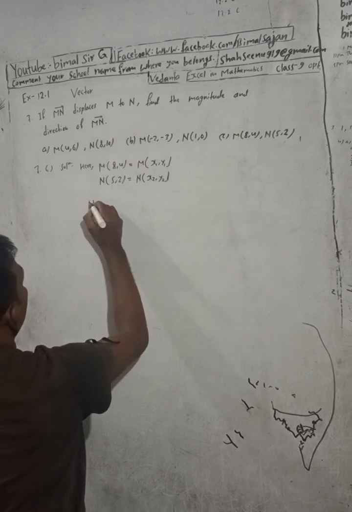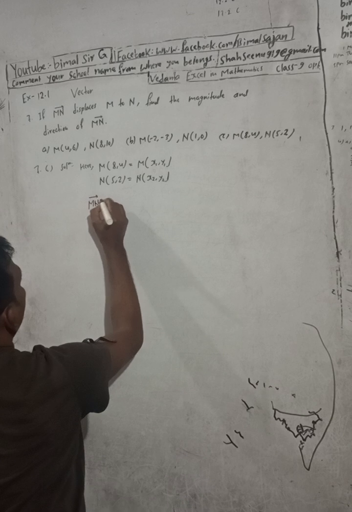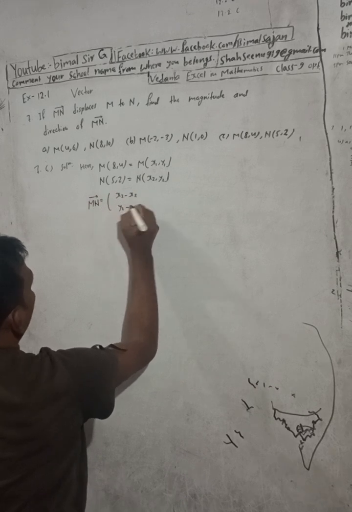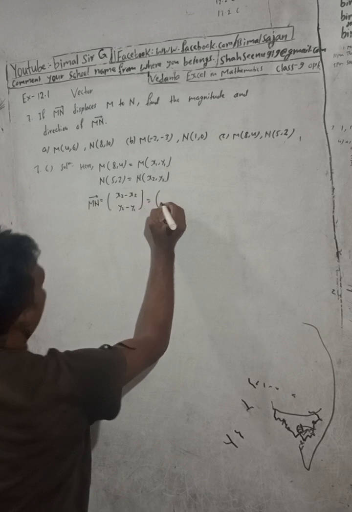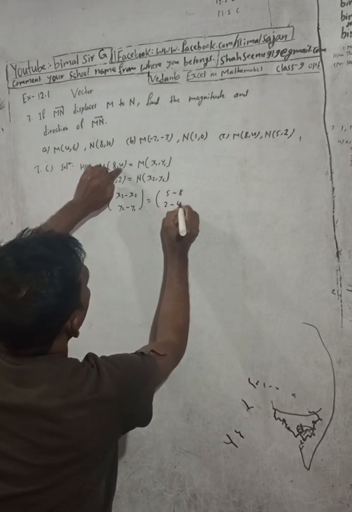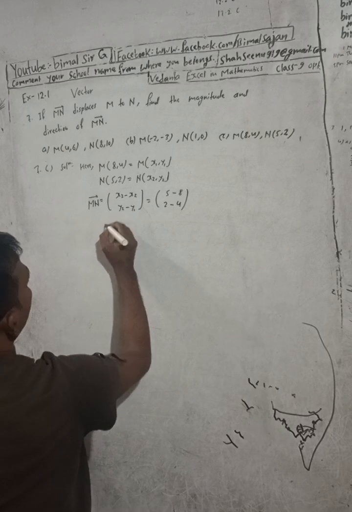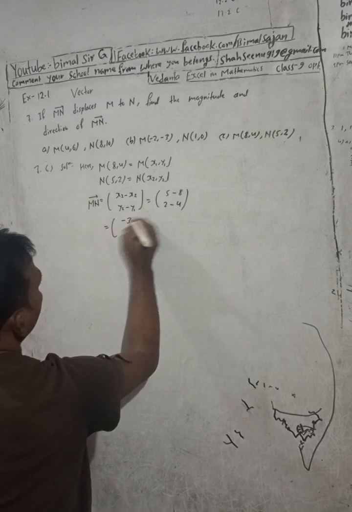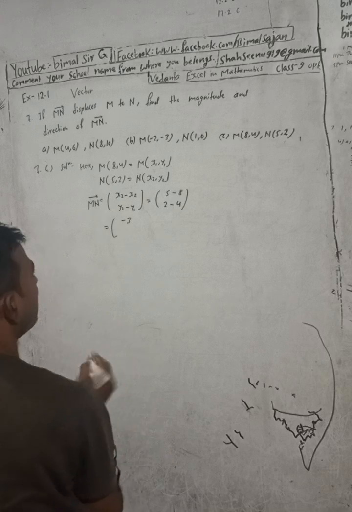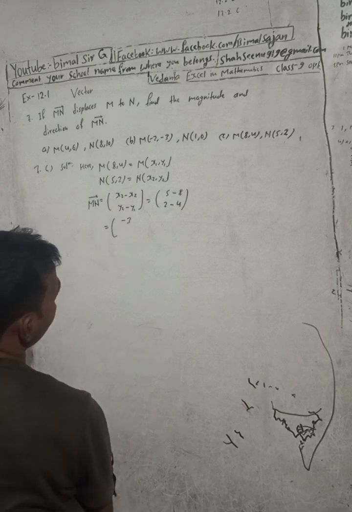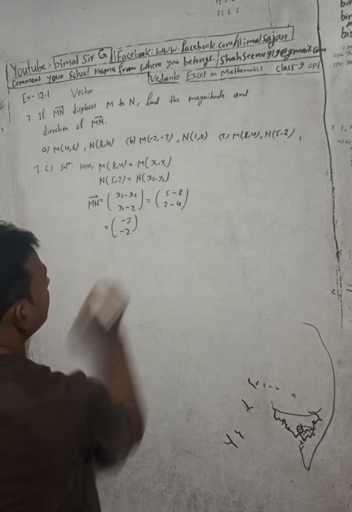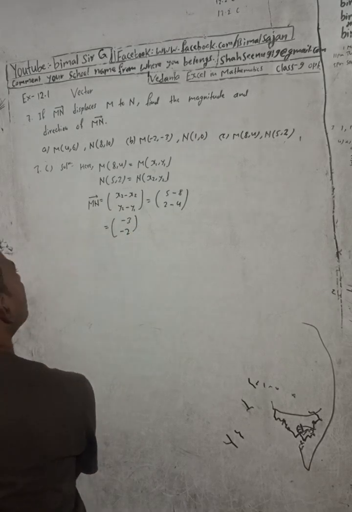The MN vector, what is this? The vector formula is x2 minus x1, y2 minus y1. That is 5 minus 8, 2 minus 4. This is equal to minus 3, and this is how much? Two minus four, how much? Minus two.